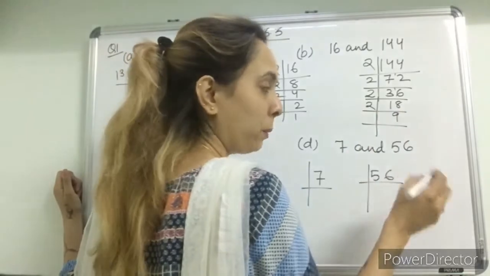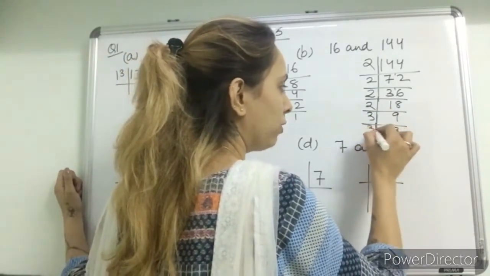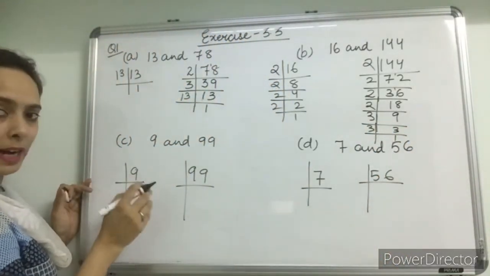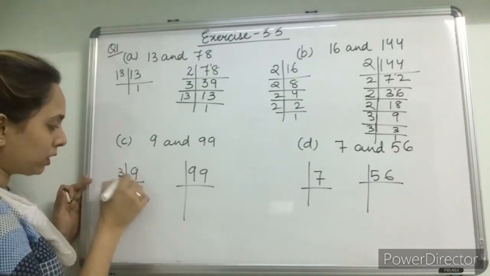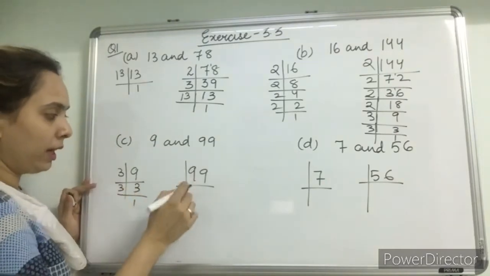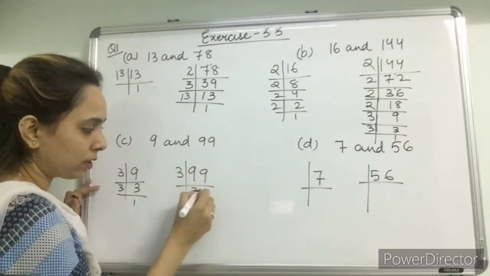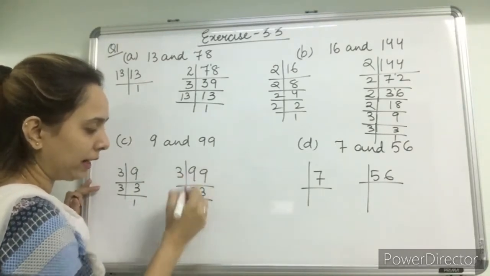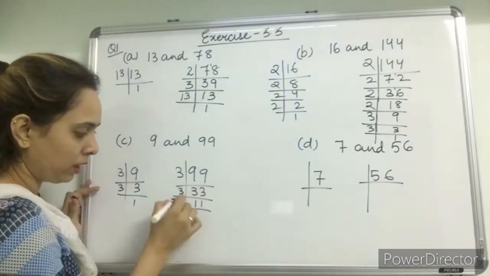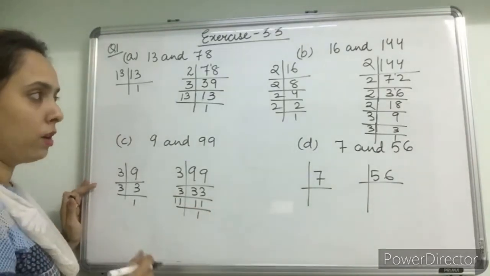This 9 is not divisible by 2, go for 3, 3 3s are 9, and then 3 1s are 3. Now 99, again this is not divisible by 2, we will take 3, 3 3s are 9, 3 33s are 99, 3 1s are 3, and 3 11s are 33. Now 11 is a prime number, so it will be divisible by itself only, right?